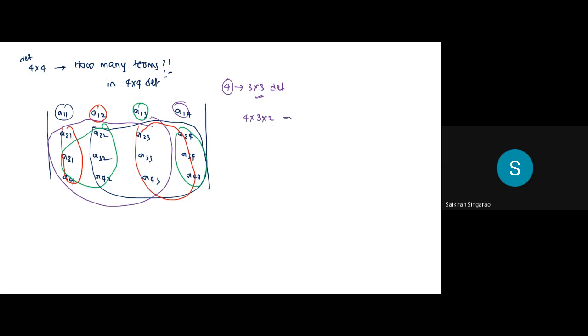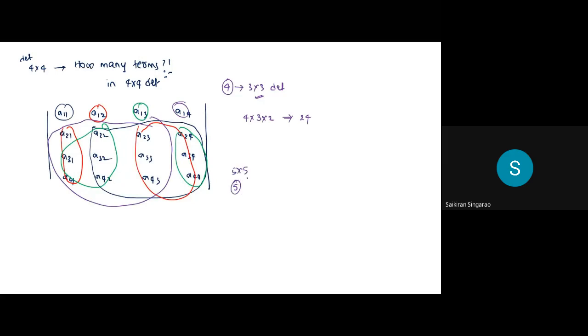So can you tell me how many terms are going to come here? 20? 22, is it? 4. 24. Very good. So 5 cross 5, how many will you get?